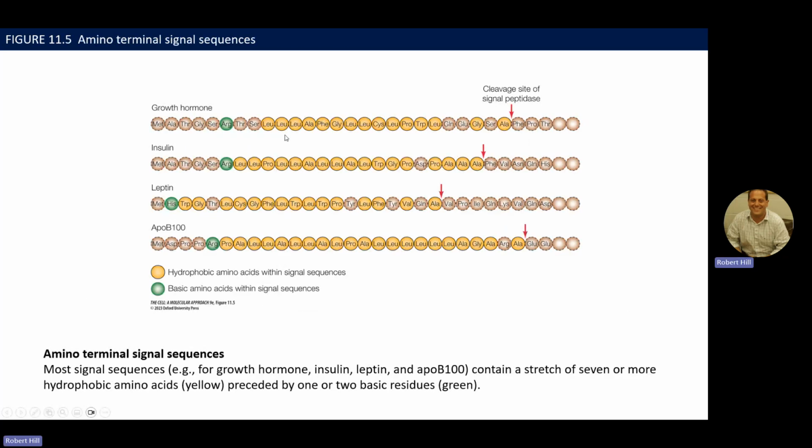All right, so what these signal sequences have are basically these stretches of hydrophobic amino acids, right? Now, why do you think that acts as a signal sequence?